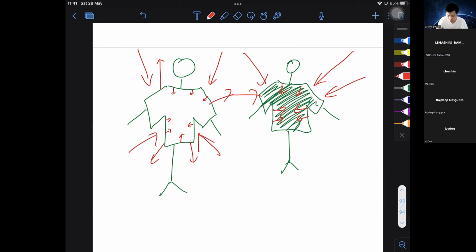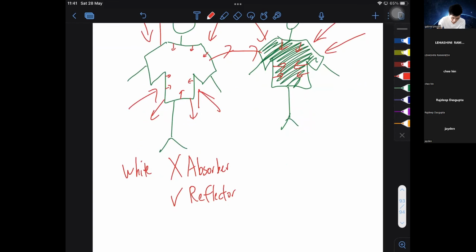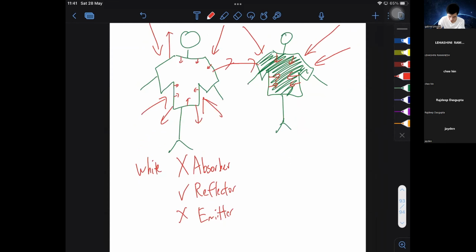But it is essentially going to be much, much less compared to the black color t-shirt, because in general, white is a bad absorber of heat, a good reflector of heat, and in general, a bad emitter of heat. Whereas black color is the total opposite. It's the good absorber of heat, bad reflector of heat, and also a good emitter of heat.